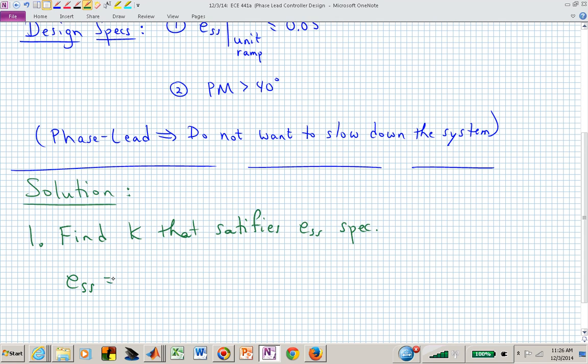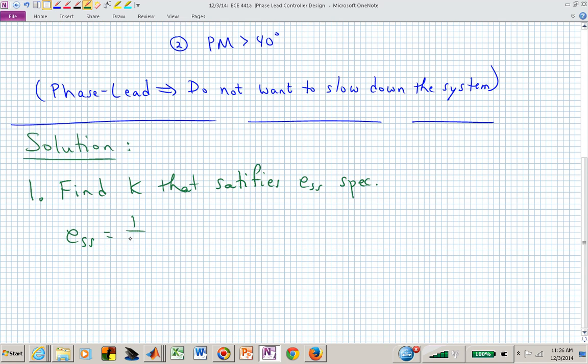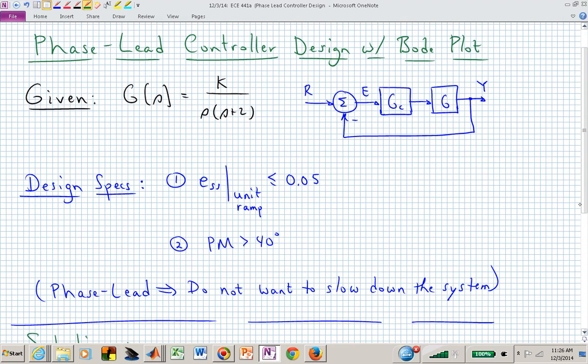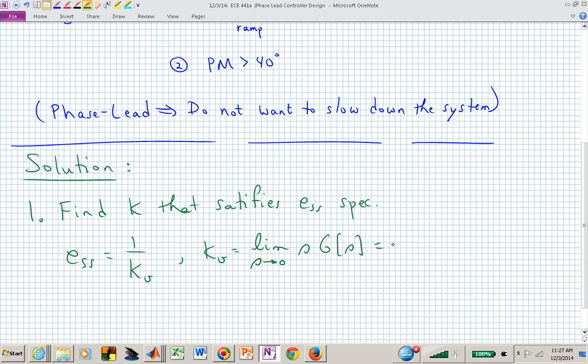When we're dealing with a unit ramp and a type 1 system, our steady state error is given as 1 over K sub V, where K sub V is our velocity gain constant. The velocity gain constant for a type 1 system is the limit as S goes to 0 of S times G of S. Remember, our G was K over S, and in the denominator also a factor S plus 2.